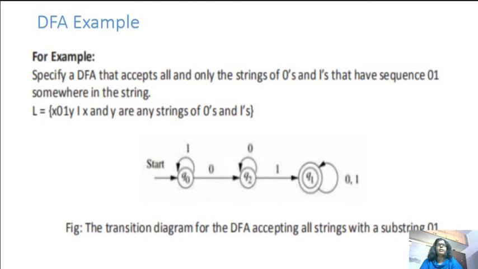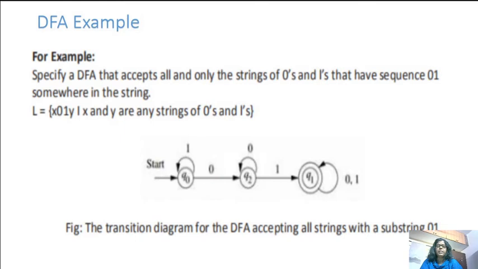Suppose we take the substring 0 1. What is the length of the substring? The length is 2. The number of elements contained in the string is called the length. Here two symbols are contained, so the length is 2, so n plus 1, that is 3 states, we need to draw the diagram.